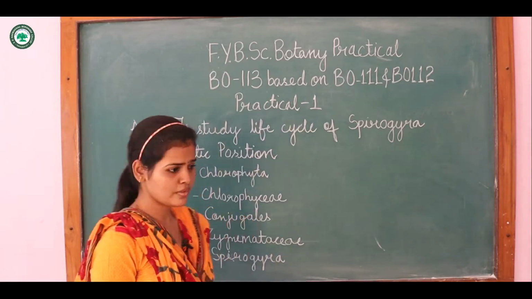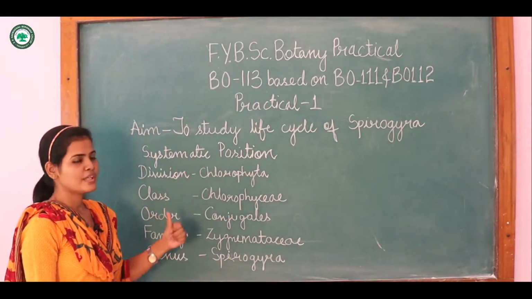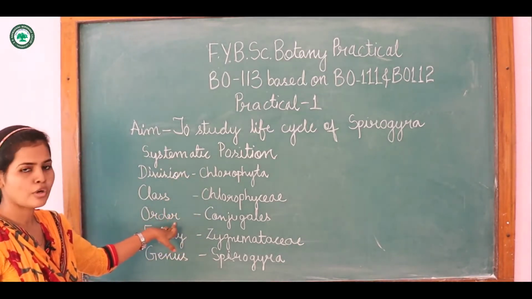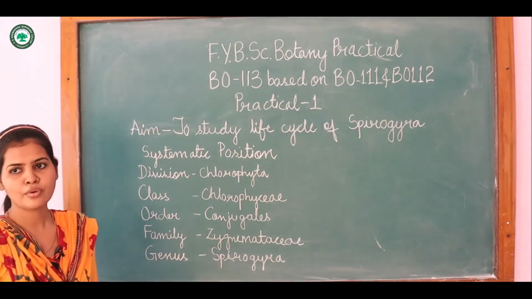So firstly we will see the systematic position of Spirogyra. Division is Chlorophyta, class Chlorophyceae, order Conjugales, family Zygnemataceae, and genus is Spirogyra.